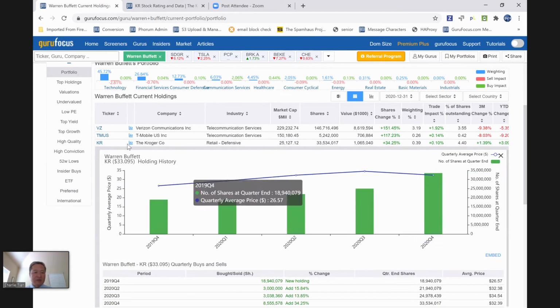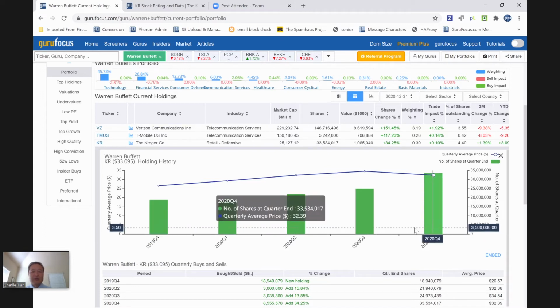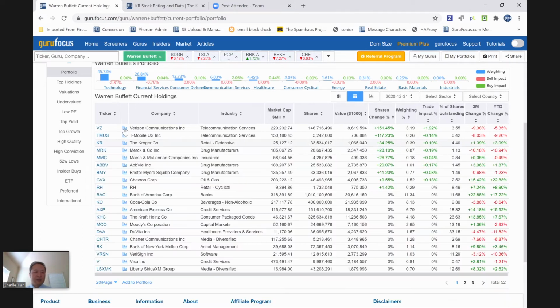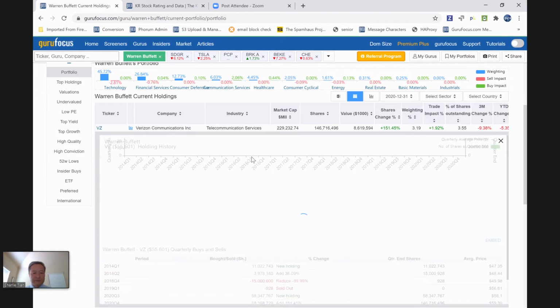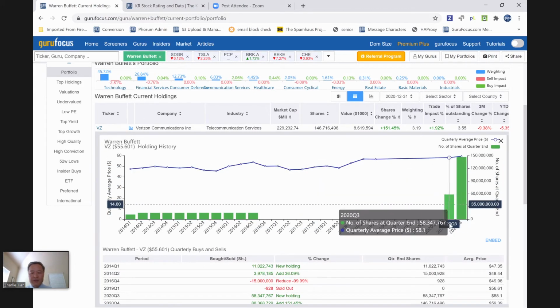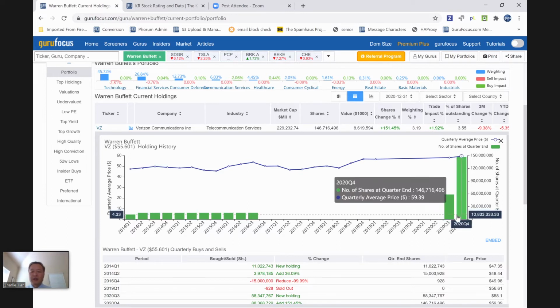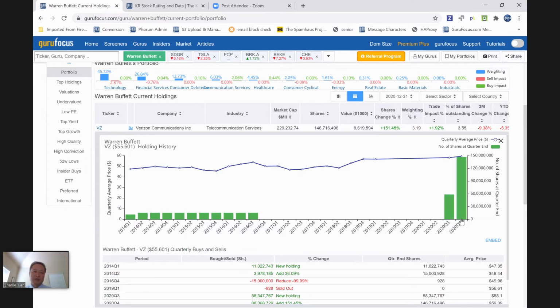And one feature, if you don't know, is that you can always look at the history. For instance, I click on Kroger here. You can see when Warren Buffett started to buy Kroger. He started in Q4 of 2019. He continued to add to the position, and now it's 2020, still adding to the position. And let's look at the Verizon position. Yeah, he started buying it in the third quarter of 2020, and he added a lot during the fourth quarter. It's very likely he will add more.